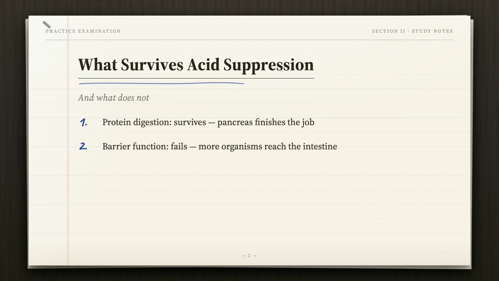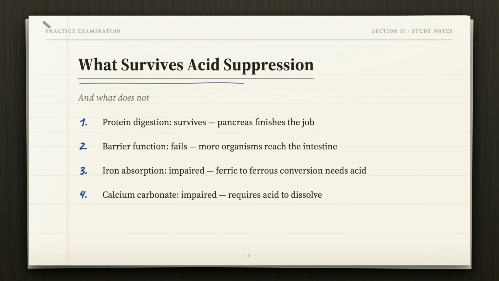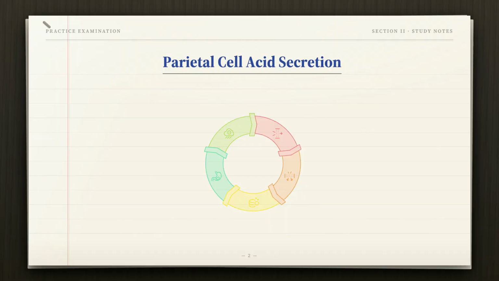But the barrier function fails measurably, with more organisms reaching the small intestine and higher rates of C. difficile and pneumonia. Mineral absorption also suffers, since acid is needed to convert dietary iron to its absorbable form and to dissolve calcium carbonate. Parietal cells pump hydrogen ions into the stomach lumen against a gradient of roughly 1,000,000 to 1, using an ATP-powered proton pump, with chloride following to form hydrochloric acid. Proton pump inhibitors bind that pump irreversibly, so acid production only resumes once new pumps are made.